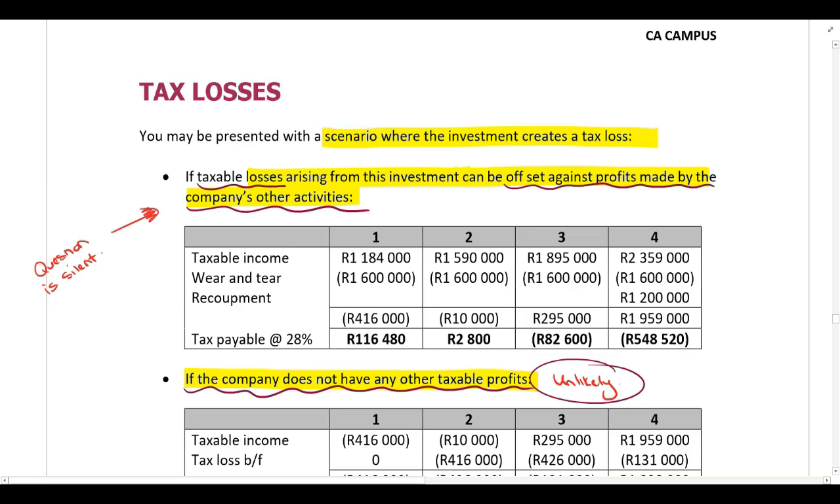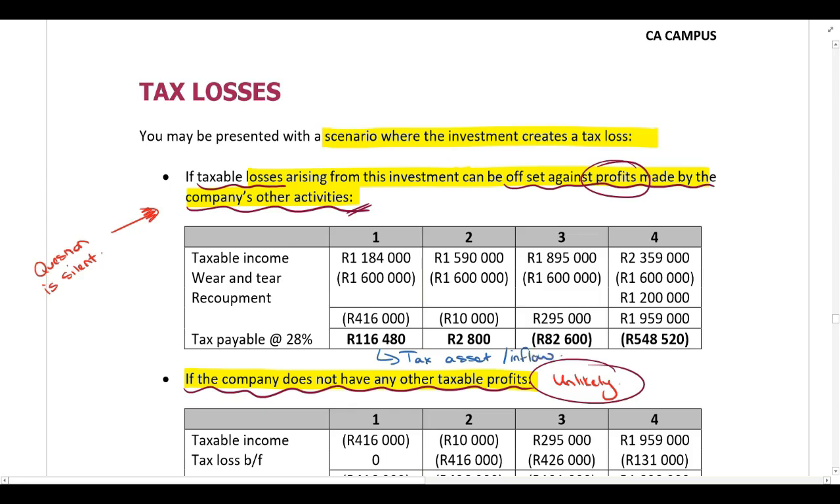Normally, you're going to be dealing with an existing company that has existing profits, existing cash flows, existing tax that they pay across to SARS, and they are now just considering the purchase of a new asset. So if that is the case, guys, if the company has profits from their other business activities, then you are allowed to recognize a tax asset or an inflow.